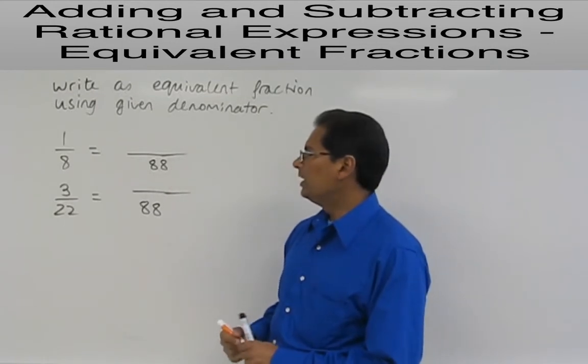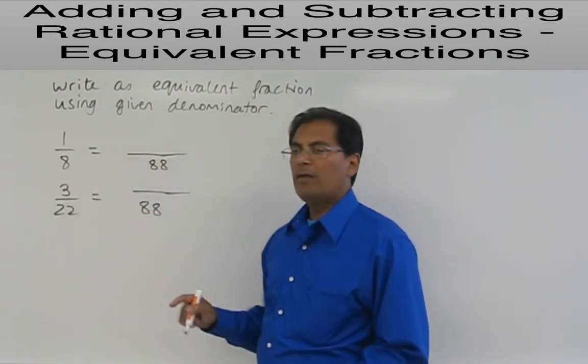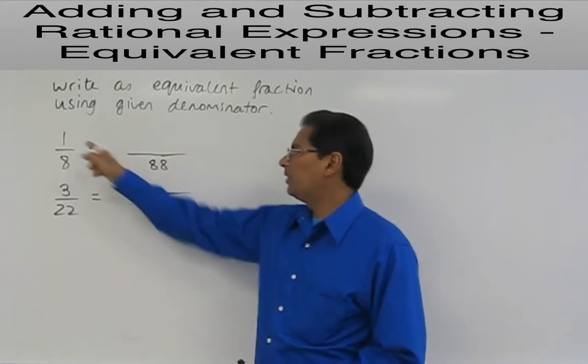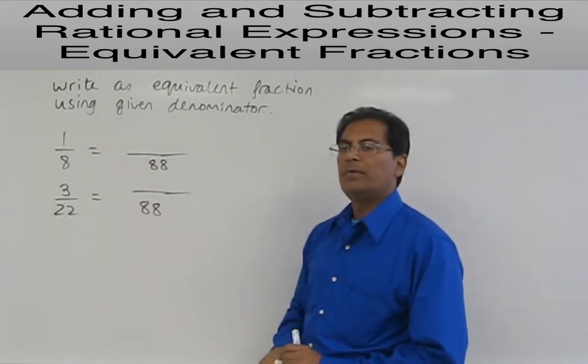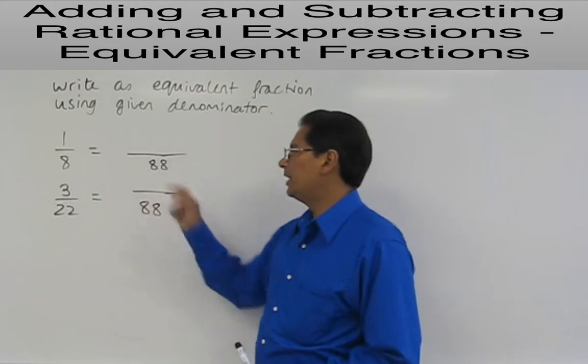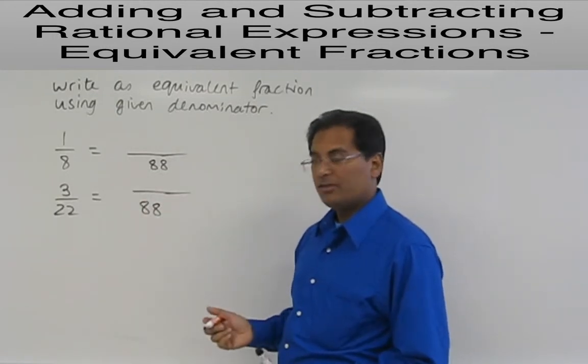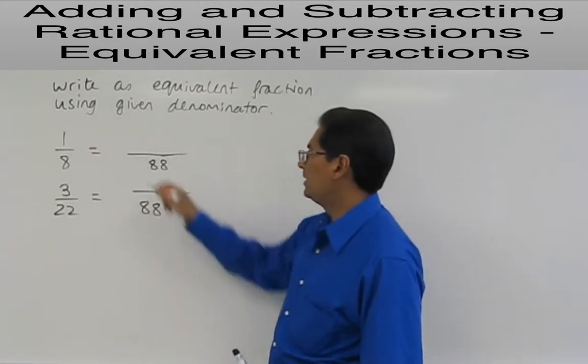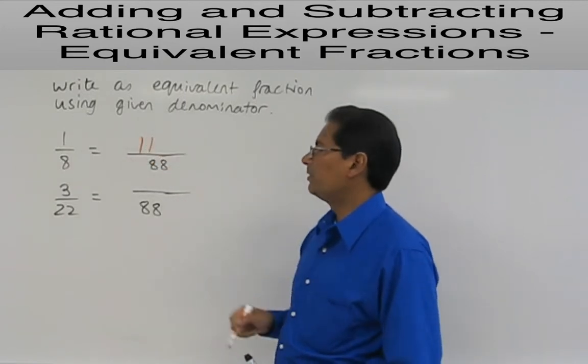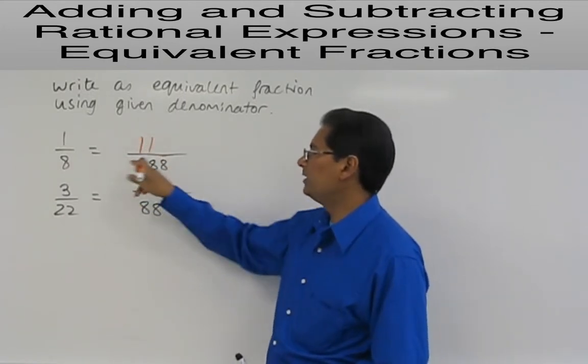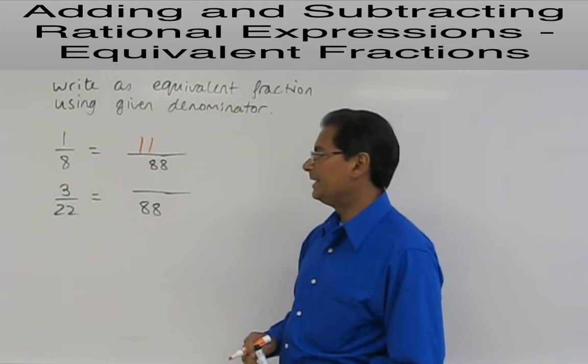So what we do is we divide this denominator into 88 and then multiply it by the top. So in other words, 8 will go into 88 how many times? 11 times. And 11 times 1 gives me 11. So my numerator will be 11. So in other words, 1/8 is equivalent to 11/88.